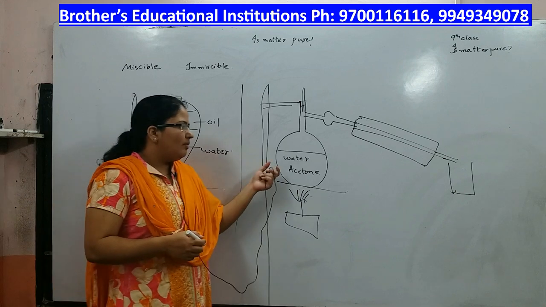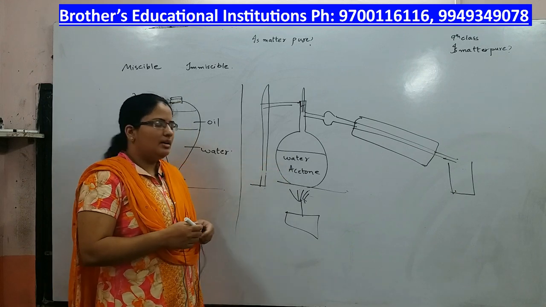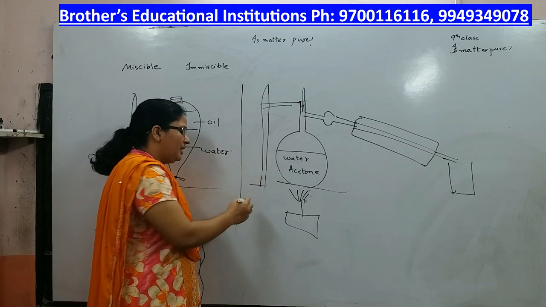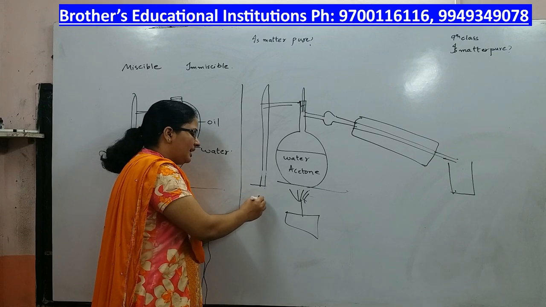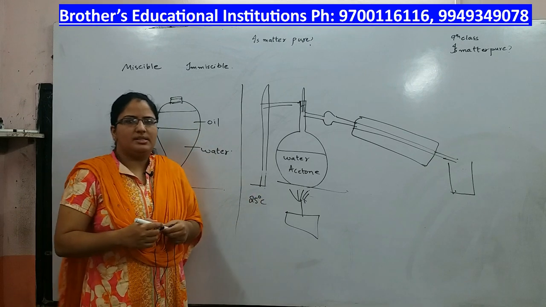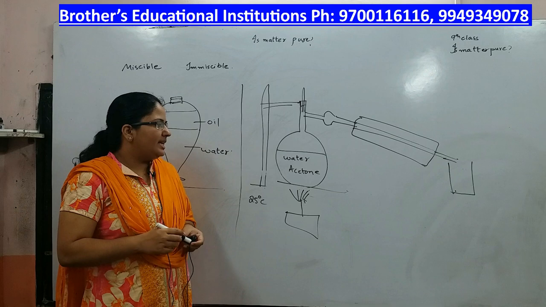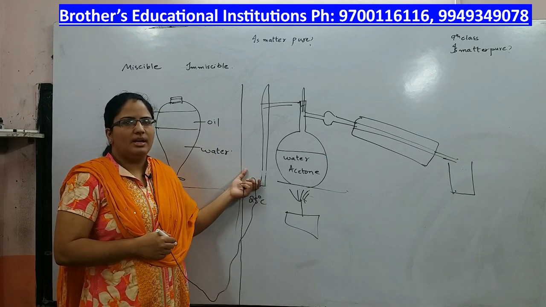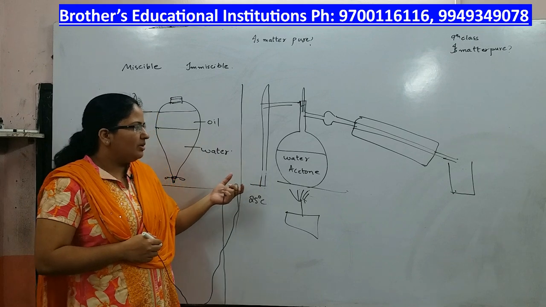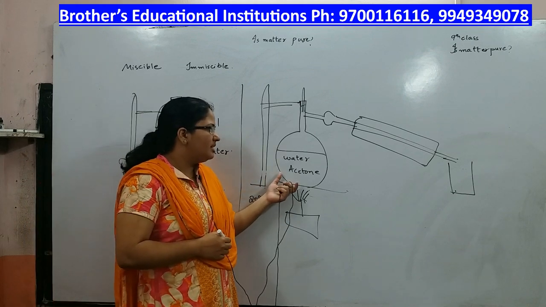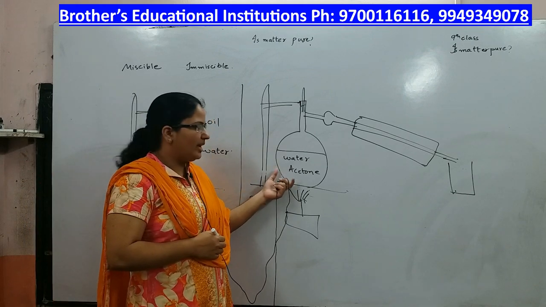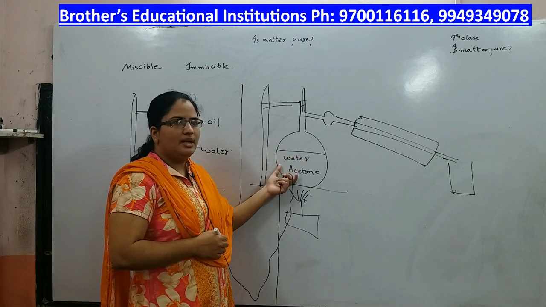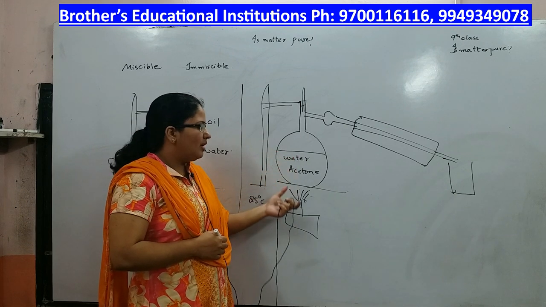Now water and acetone have a difference of at least 25 degrees centigrade in their boiling points. We take such liquids and separate them using a process called distillation. In a round bottom flask, the distillation flask, you take water and acetone mixed together. Now supply heat.